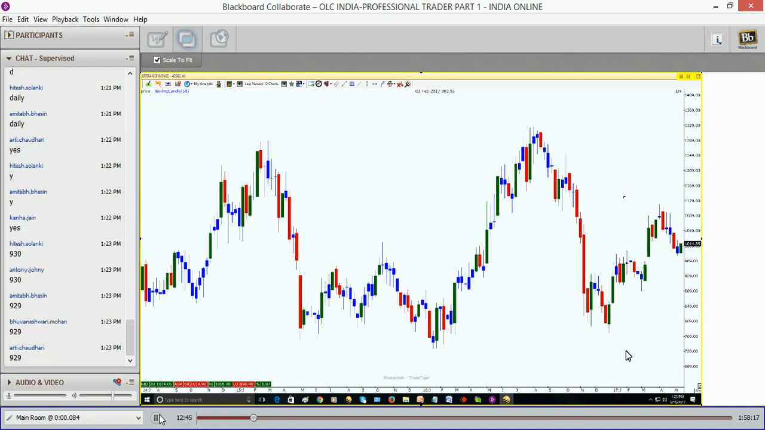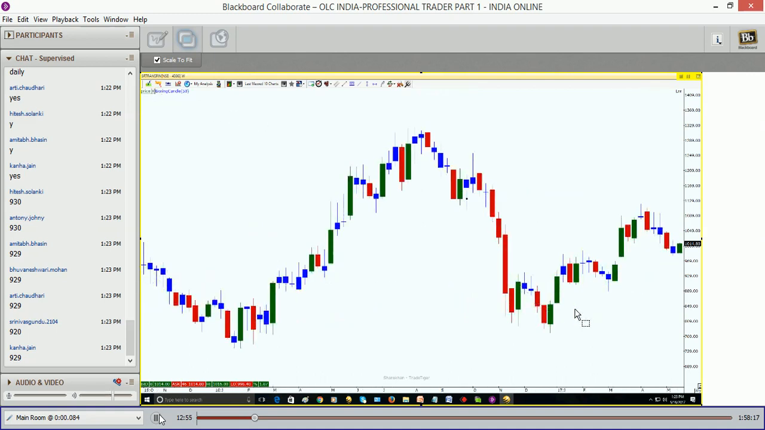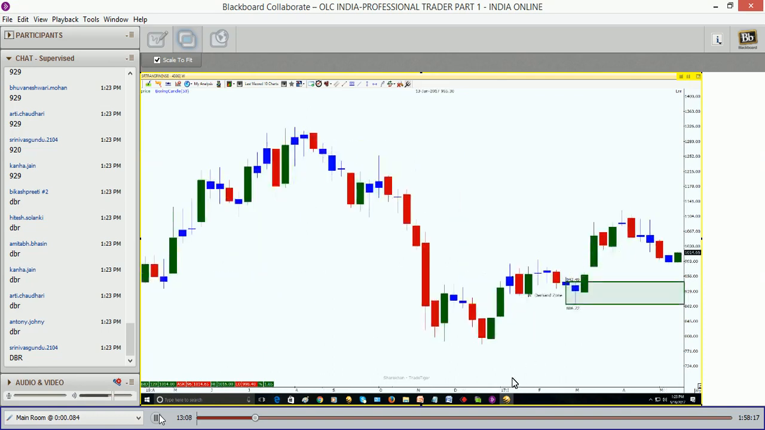Where can you see the closest demand zone over here? 929. What is the name of this pattern? Can anybody tell me? What is the name of this pattern? This is a drop base rally. Perfect, friends. Where can you see my closest supply?